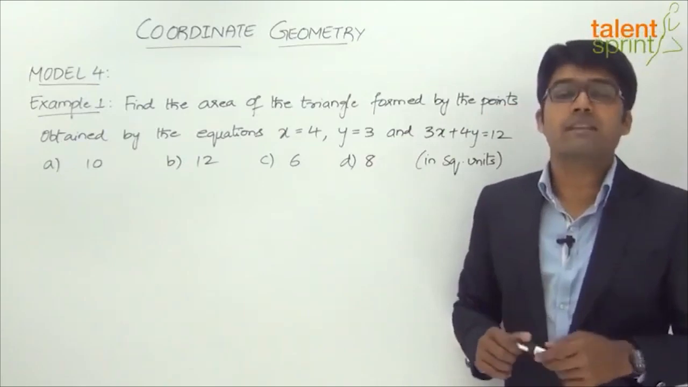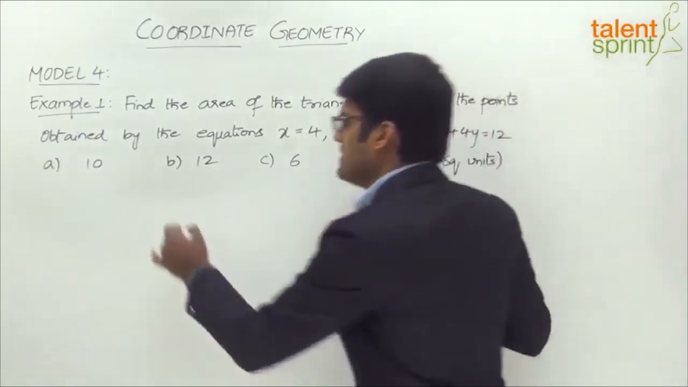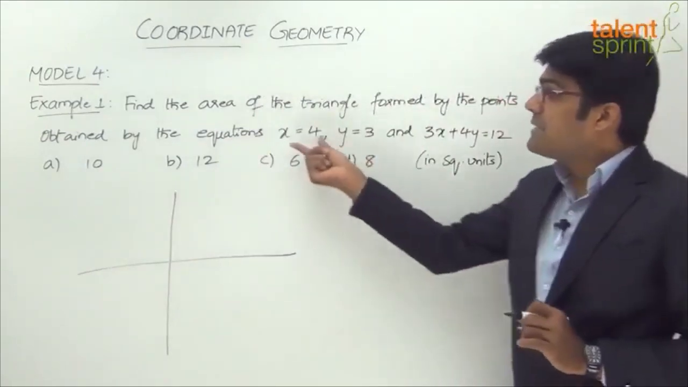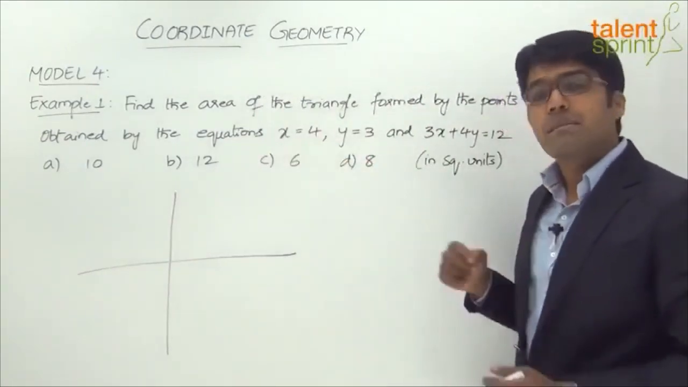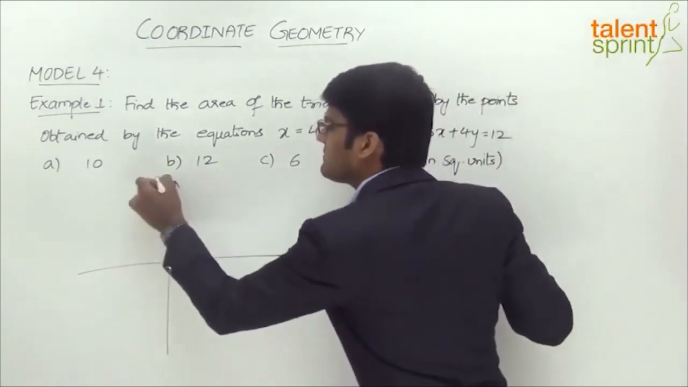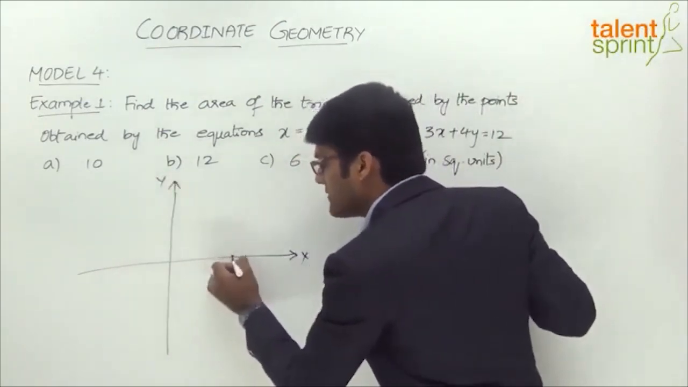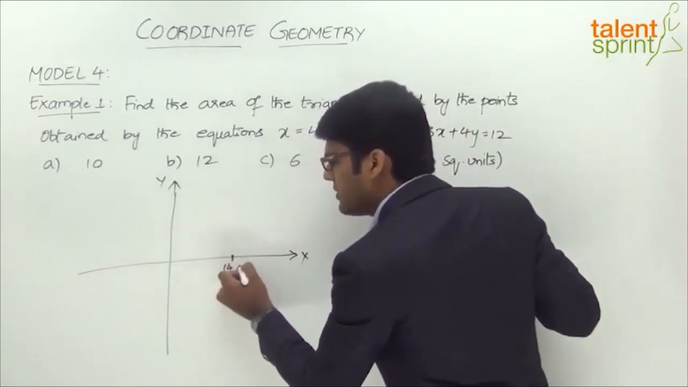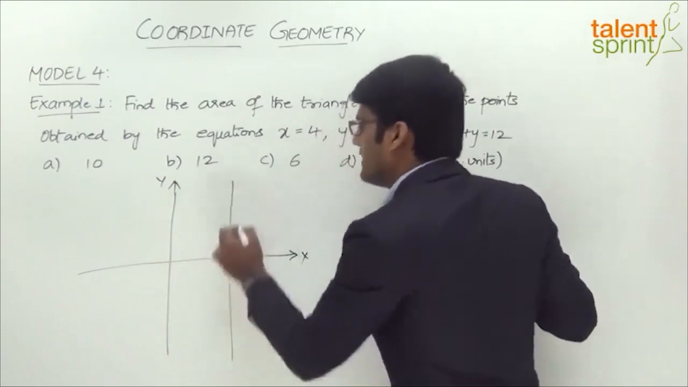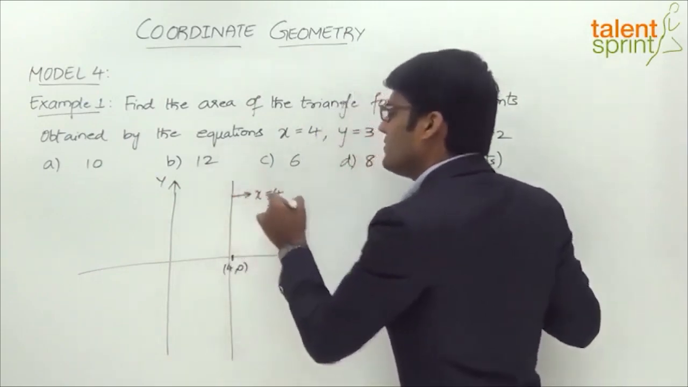So let's try it with the help of a simple graph. Just take the coordinate axis and see what the 3 vertices are. The first equation is x = 4. What does x = 4 mean? This is the x-axis, and here we have the y-axis. Let's say x is 4. If x is 4, the y coordinate is 0. So this is one of the lines, a straight line, x = 4.